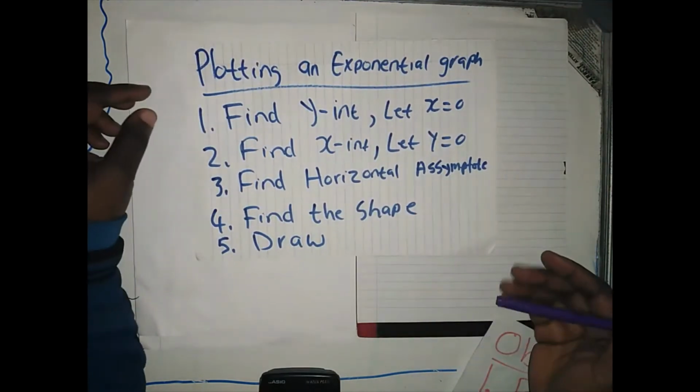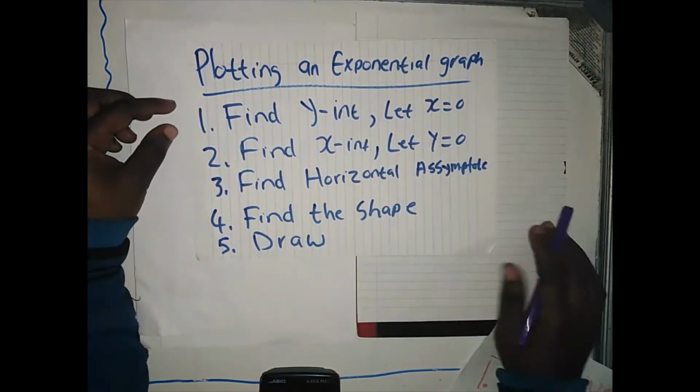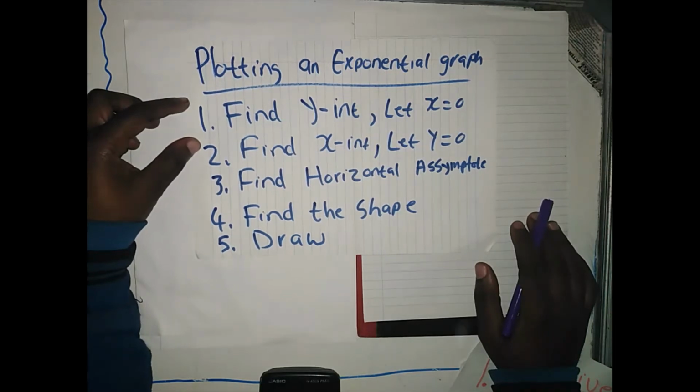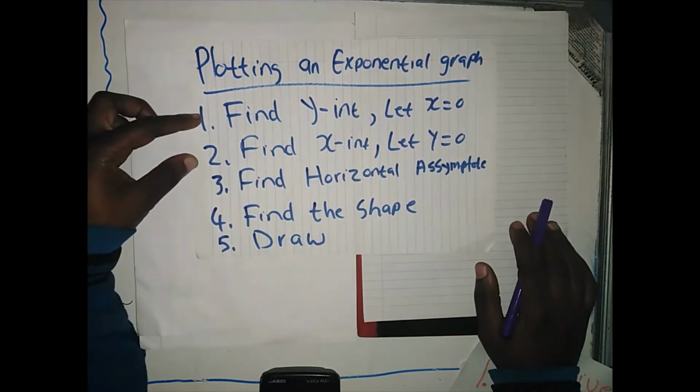So let's start with the first one, plotting the exponential graph. How do you plot an exponential graph? I've written some steps for you here so that you can see. Step number one, you must find the y-intercept by letting x be equal to 0. And then 2, you must find the x-intercept by letting y be equal to 0. And then 3, you must find the horizontal asymptote. And then 4, you must find the shape. And then number 5, you must draw.